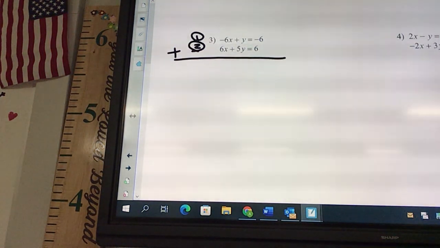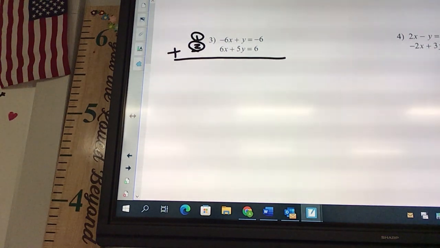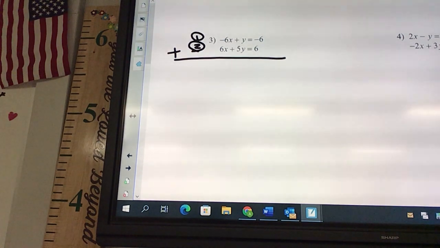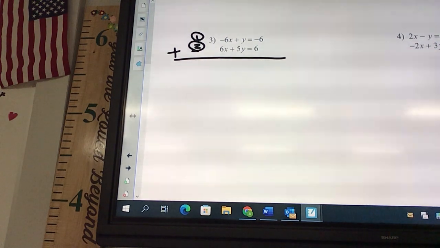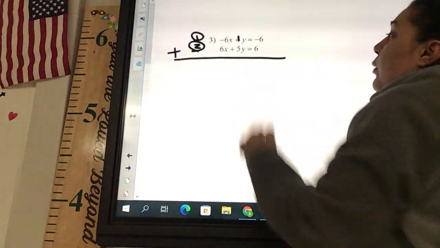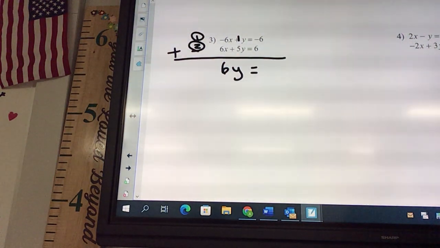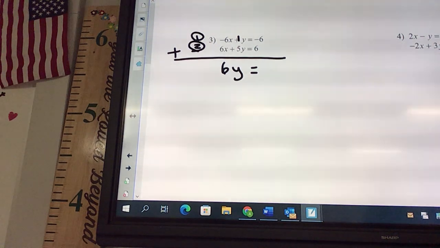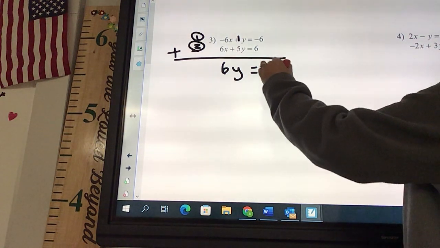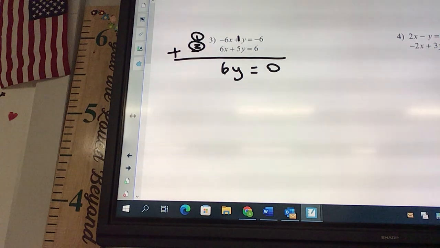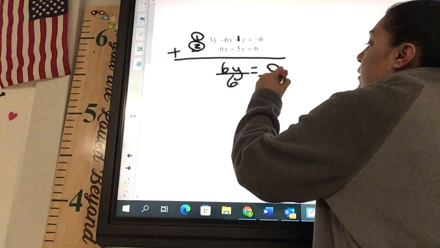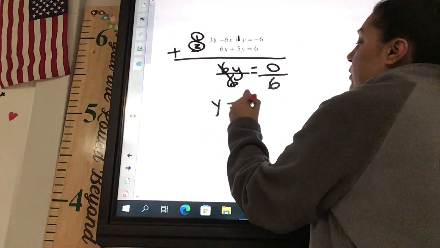What's gonna cancel? The x's, why? One's -6, one's +6, so that lets you know what's gonna cancel. Okay, -6 plus a +6 is gonna be 0, okay? So I got 1y plus 5y is gonna give me 6y equals, what is -6 plus 6? 0. And then what? We're gonna divide by 6. So you're gonna get y equals 0.